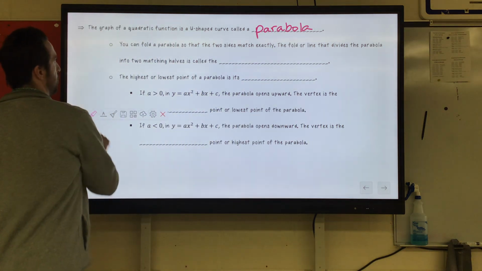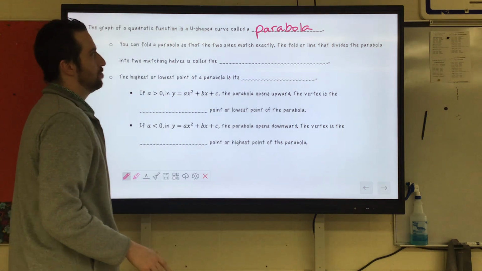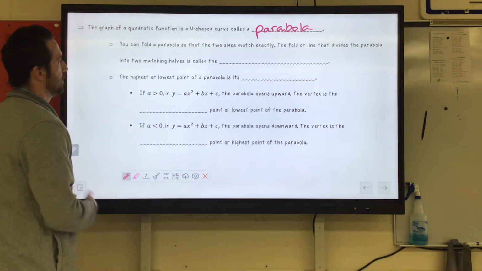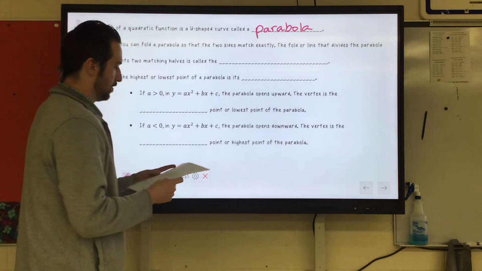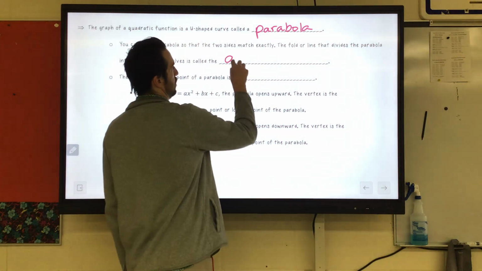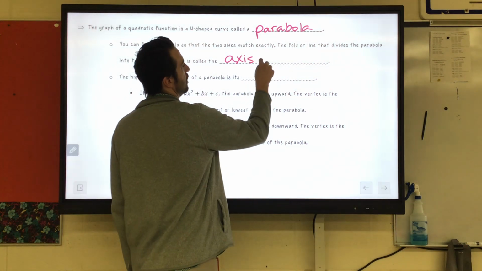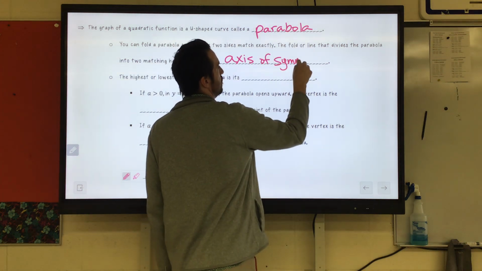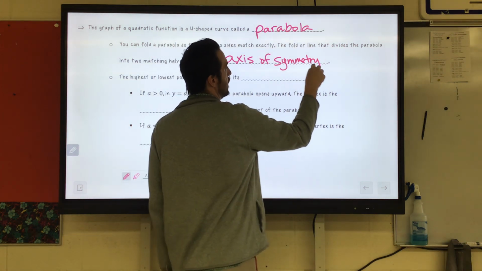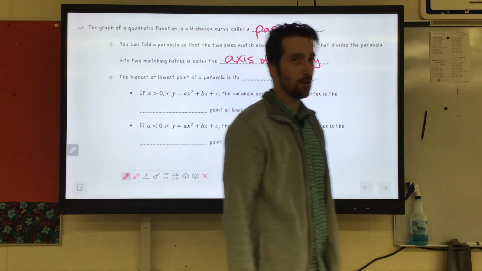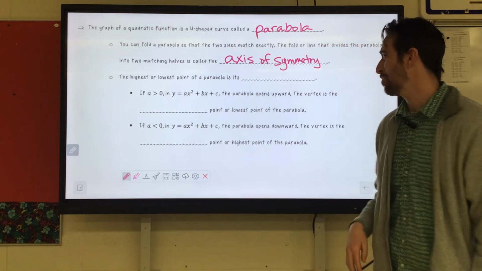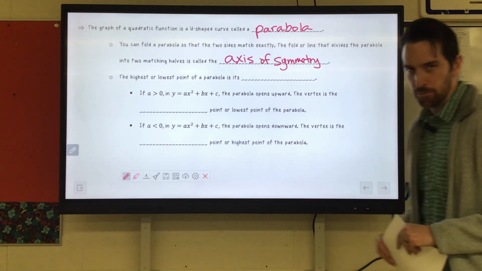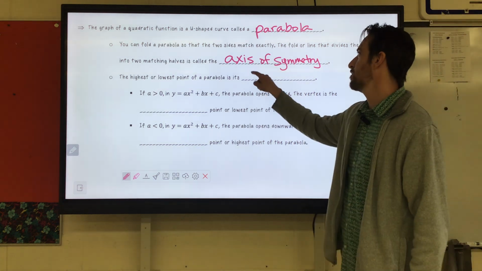You can fold a parabola so that the two sides match exactly. The fold or line that divides the parabola into two matching halves is called the axis of symmetry. So it's the line that splits it perfectly in half. Symmetry: when two things are symmetrical, it looks the same on both sides. The highest or lowest point of the parabola is called the vertex.